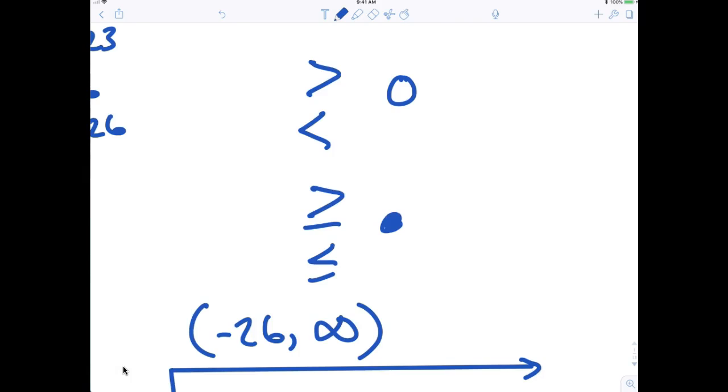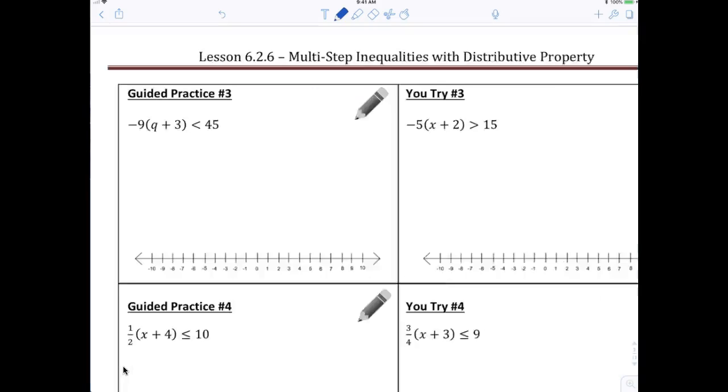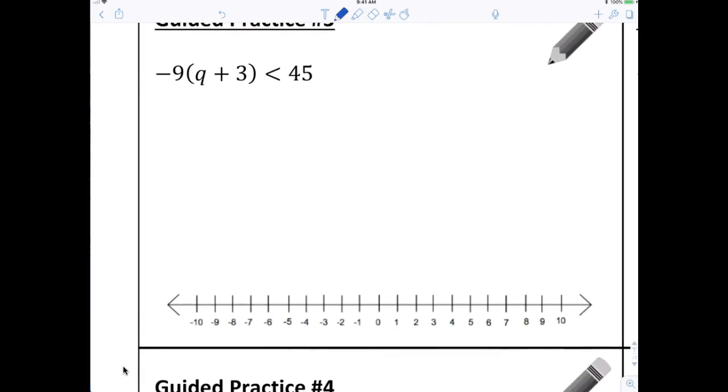Good. All right, here we go. Now instead of distributing, I can do what first? Yeah, divide, right? Because it's attached with multiplication. Does everybody agree? So I'm dividing by negative 9. Do I need to change the sign? Yes. Whenever you multiply or divide by negative, you change the sign. So we're going to write q plus 3 greater than negative 5. Everybody good with that?